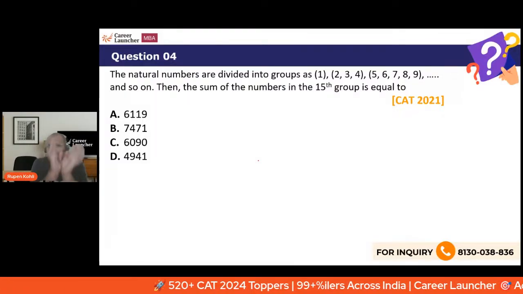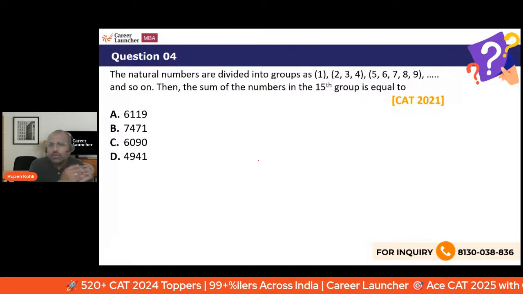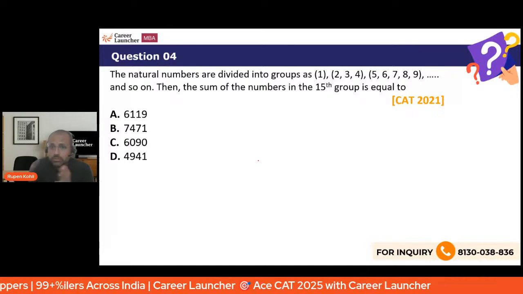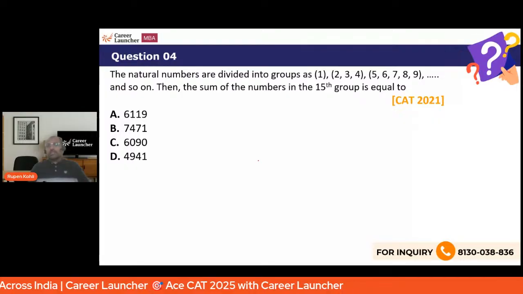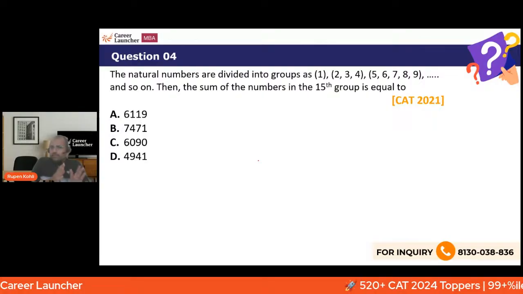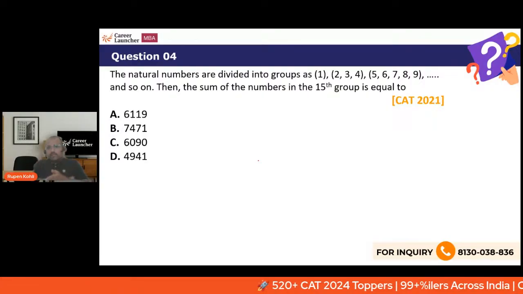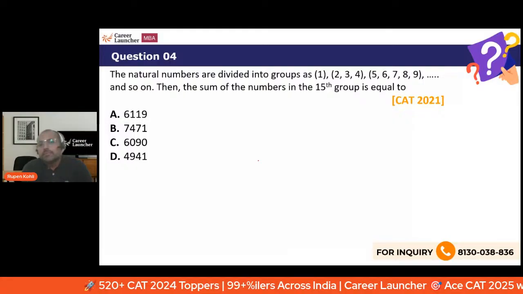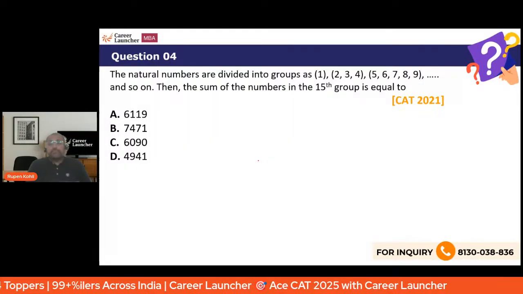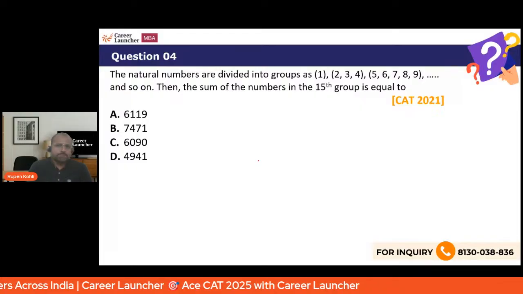The first group just consists of the number 1. The second group consists of the subsequent 3 natural numbers 2, 3, 4. The third group consists of the subsequent 5 natural numbers 5, 6, 7, 8, 9. So something like that. 1 number, 3 numbers, 5 numbers. So each group consists of an odd number of numbers. What is the sum of the numbers in the 15th group? Right?